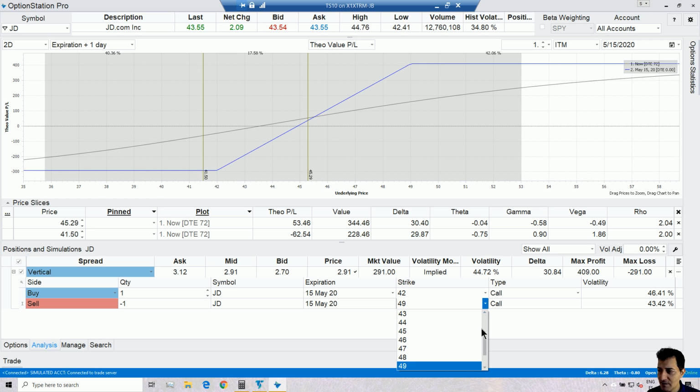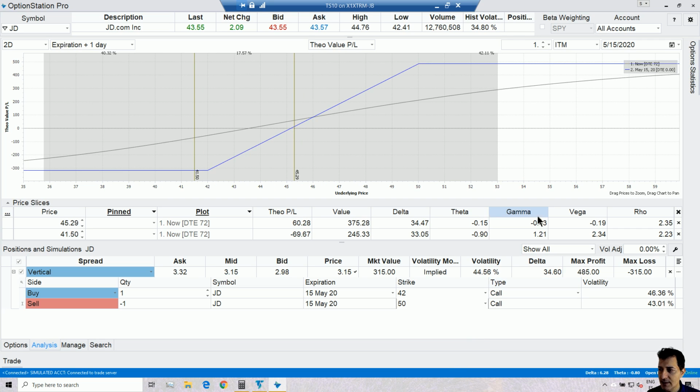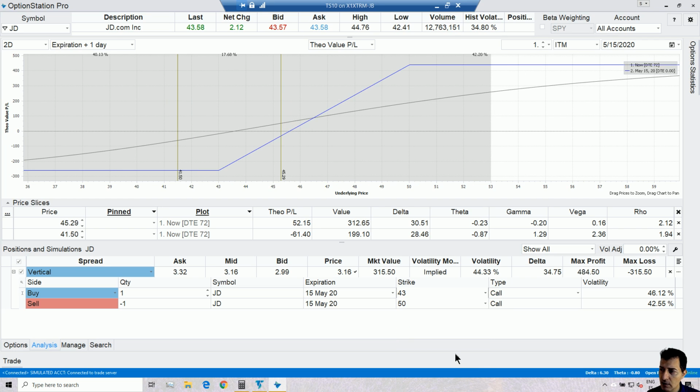Well, I believe that if I move this to 50, I may achieve that. Okay, now it's less negative. What's the problem now? My delta is now surpassing this a little bit. So what happens if I move 42 to 43? Okay, well, my delta is a little less, my gamma is a little less.